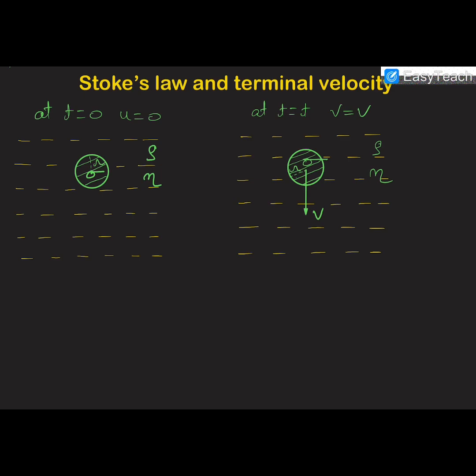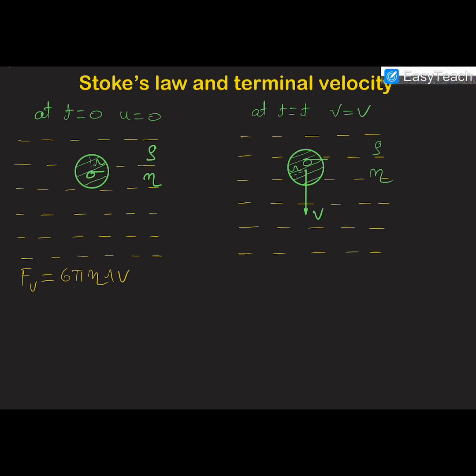So what is Stokes law? If a spherical ball is moving in a viscous liquid with velocity v, then the viscous force acting on the ball is given by Stokes law, which says that the viscous force is 6 pi eta r v, where eta is the coefficient of viscosity of the liquid, r is the radius of the spherical ball, and v is the velocity with which the ball is moving.